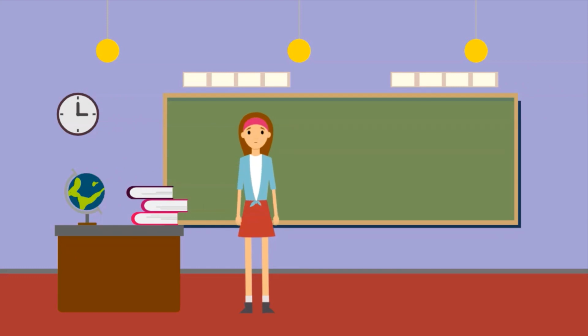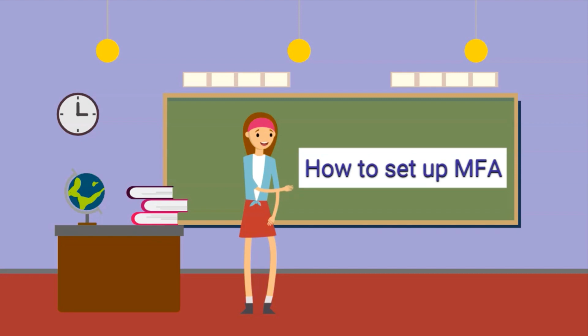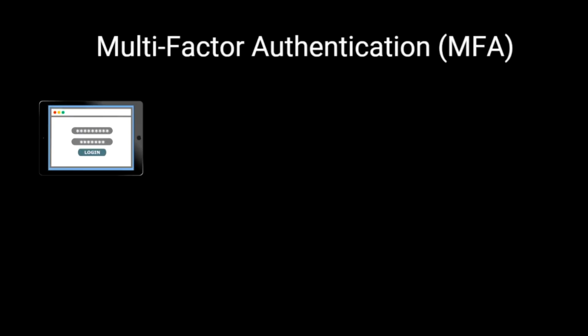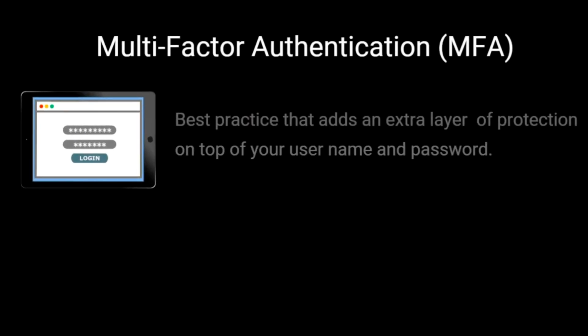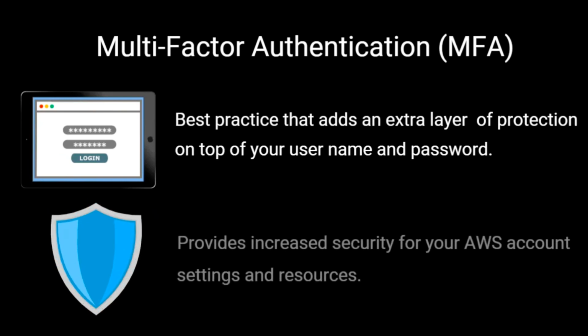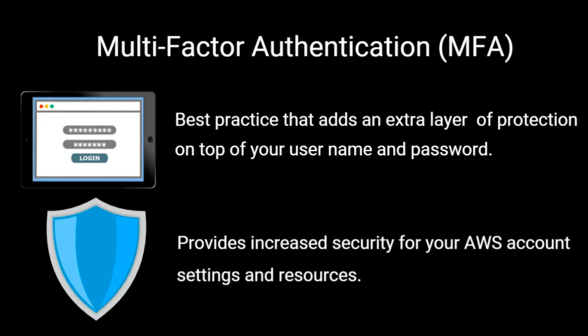This video will teach you how to enable multi-factor authentication on Amazon Web Services root account. AWS multi-factor authentication, or simply MFA, is a simple best practice that adds an extra layer of protection on top of your username and password. MFA adds extra security because it requires users to provide unique authentication from an AWS-supported MFA mechanism, in addition to their regular sign-in credentials, when they access AWS websites or services.